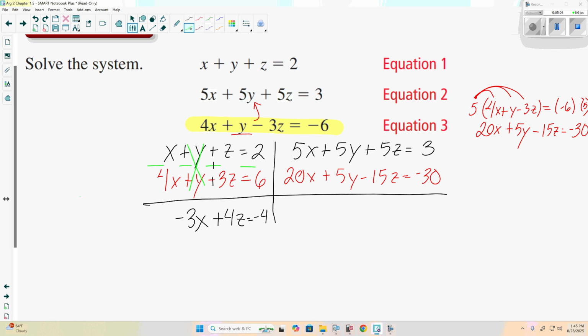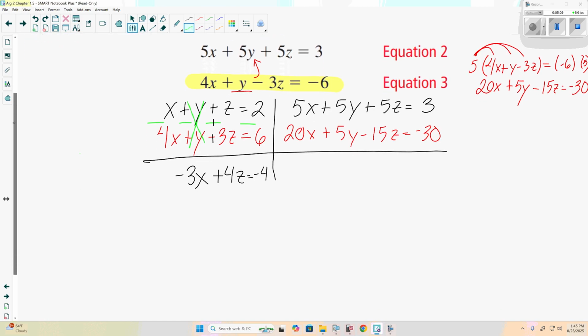Now, our 5y and 5y, would we add these or subtract these to get these to be 0? Subtract, because 5 minus 5 would indeed be 0. So we're going to subtract all the way across. 5x minus 20x would be negative 15x. 5y minus 5y is still 0. 5z minus negative 15z. Negative and negative would make a positive. So 5z plus 15z is 20z.